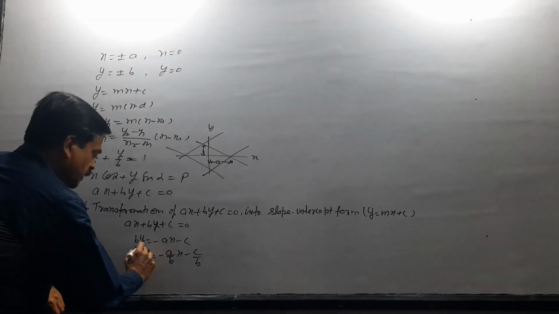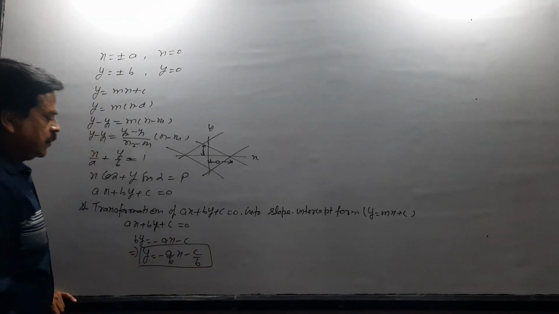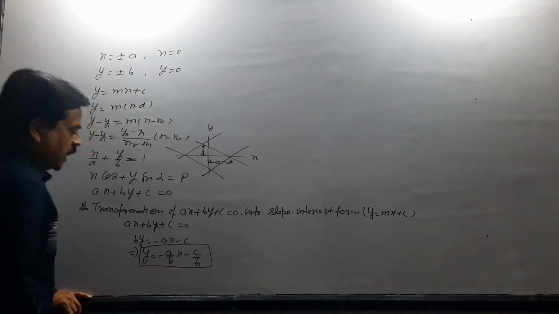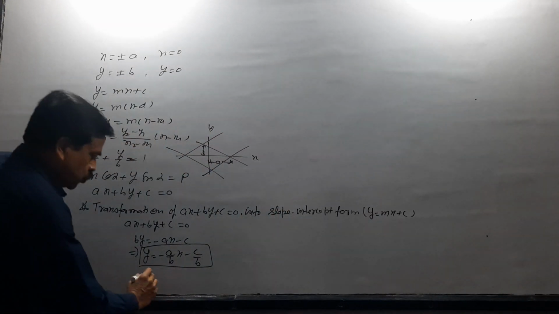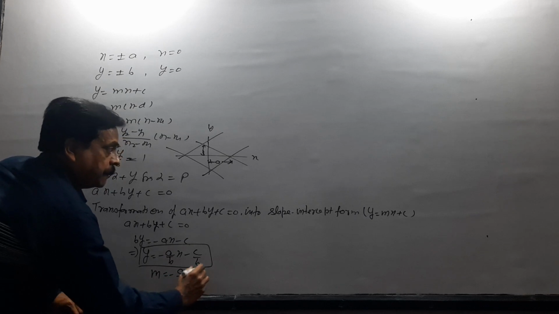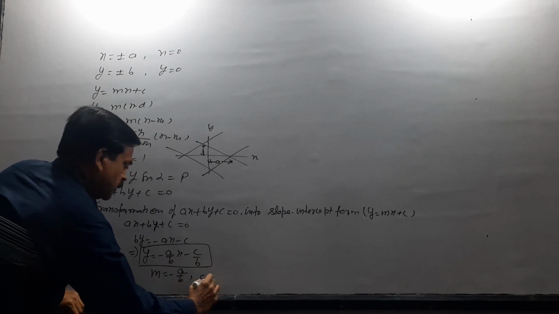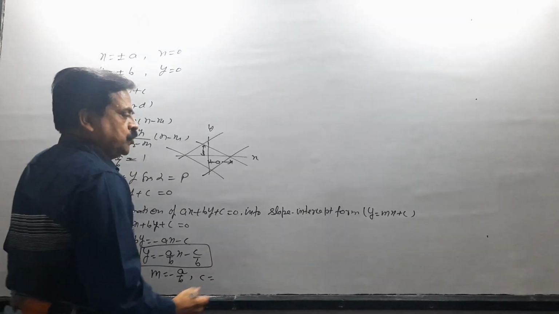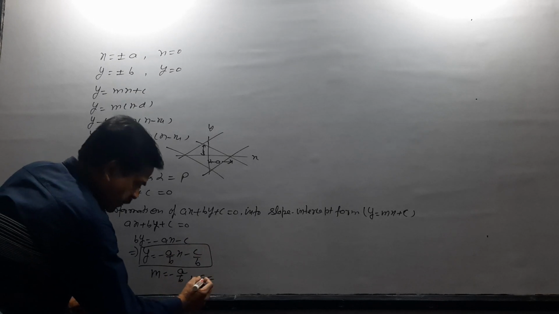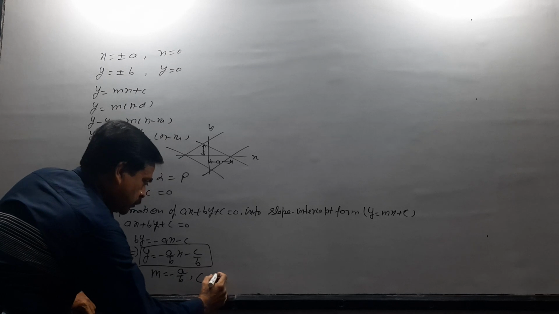So this is the conversion of the general form into slope intercept form. And now compare this line with this slope intercept form. So slope m is minus a upon b and the intercept, capital C suppose, since here small c is used, capital C is equal to minus small c upon b.